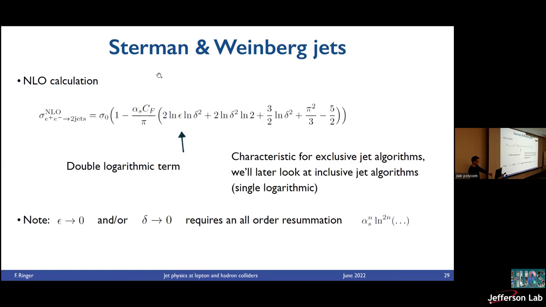This is also very specific for an exclusive jet algorithm. Later, we'll look at inclusive jet algorithms, which are more used at the LHC. In this case, we actually don't get this double logarithmic series, but we get a single logarithmic series. So there are not two additional logs for every power in alpha s at higher orders, but just one. And so we'll talk about those later.